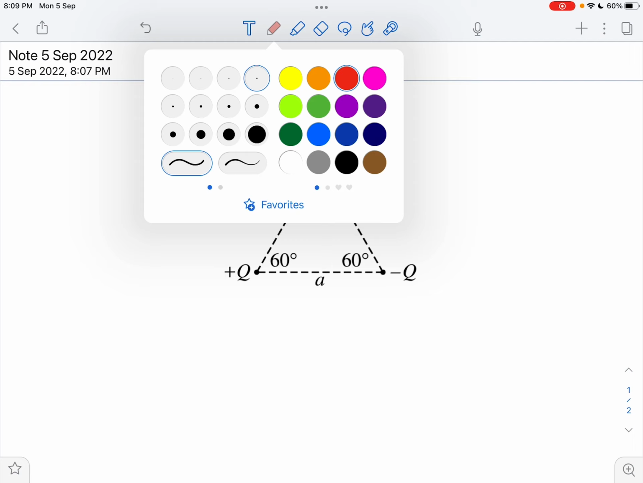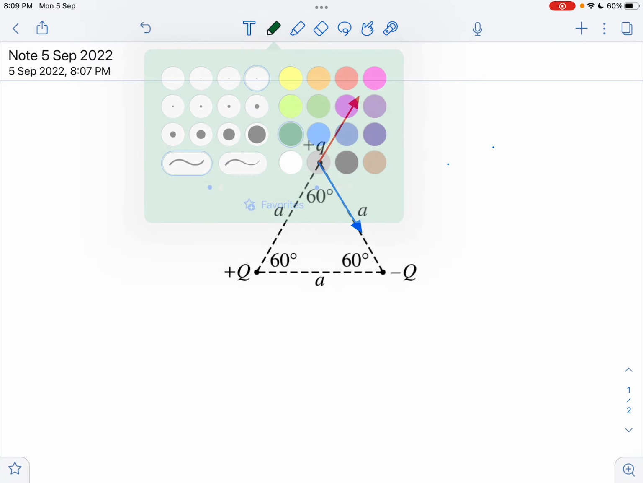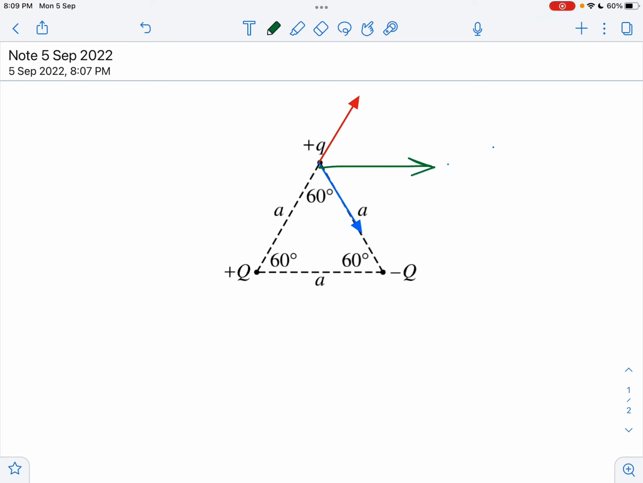And the minus Q is going to exert an attractive force on the plus Q, which is going to be in that direction. Let's make them approximately equal. Those two forces should be equal because we have the same charge and the same distance. Now, by symmetry, the resultant is going to be exactly between them. That's the resultant force, exactly between them. This is F net. So the resultant force will be directed to the right.